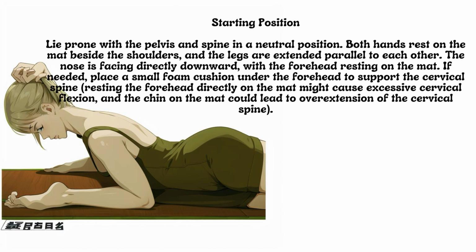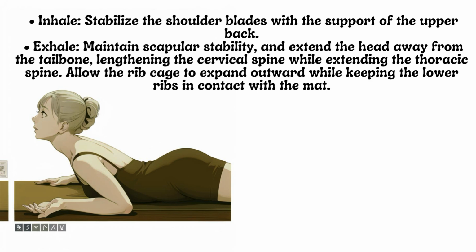3. Adjusted breaststroke preparation exercise. Starting position. Lie prone with the pelvis and spine in a neutral position. Both hands rest on the mat beside the shoulders, and the legs are extended parallel to each other. The nose is facing directly downward, with the forehead resting on the mat. If needed, place a small foam cushion under the forehead to support the cervical spine. Resting the forehead directly on the mat might cause excessive cervical flexion, and the chin on the mat could lead to overextension of the cervical spine.